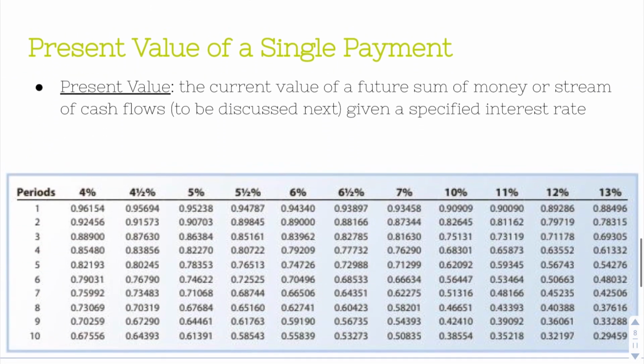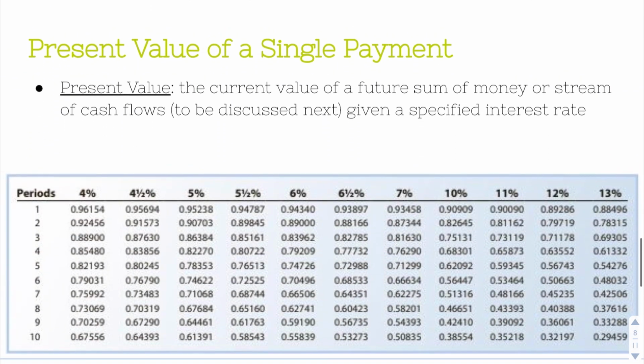Okay, and the last two topics are present value related. So the present value of a single payment. First of all, what is present value? Present value is the current value of a future sum of money or stream of cash flows, which we'll discuss next for annuities, given a specified interest rate.